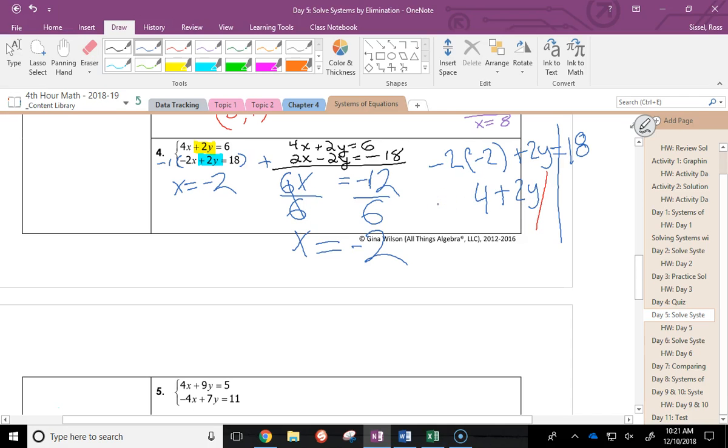Okay, so it looks like she has negative 2. She used the bottom equation. So negative 2 times x, and x was negative 2. So negative 2 times negative 2 plus 2y equals 18. Negative 2 times negative 2, she has 4 plus 2y. She's subtracting 4. 2y equals 14, divided by 2, y equals 7.